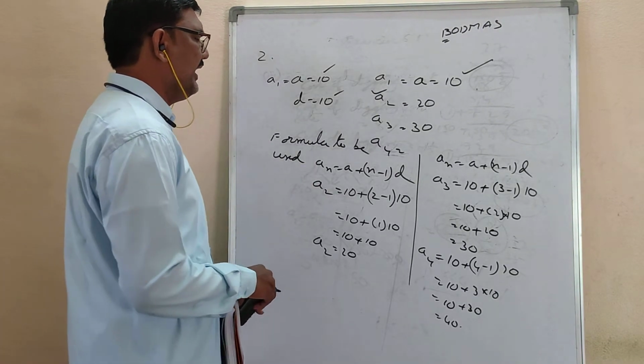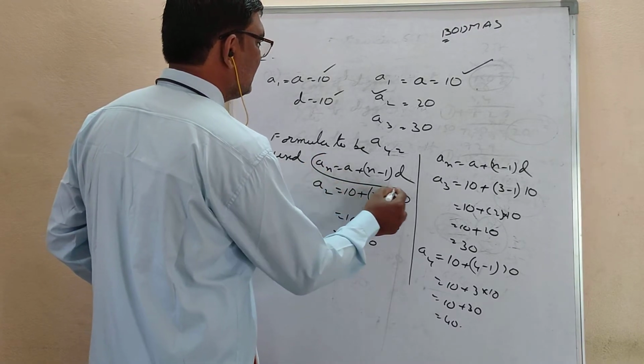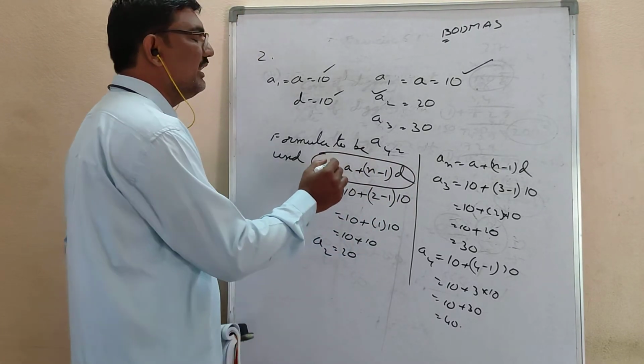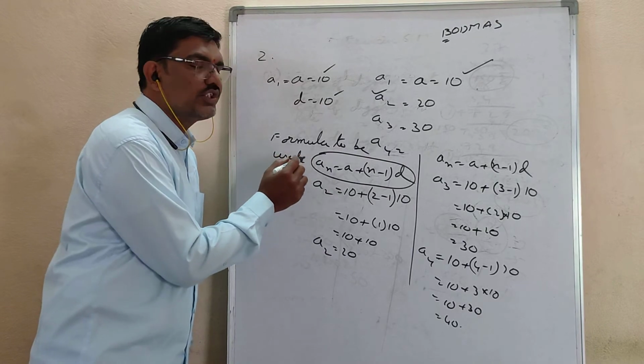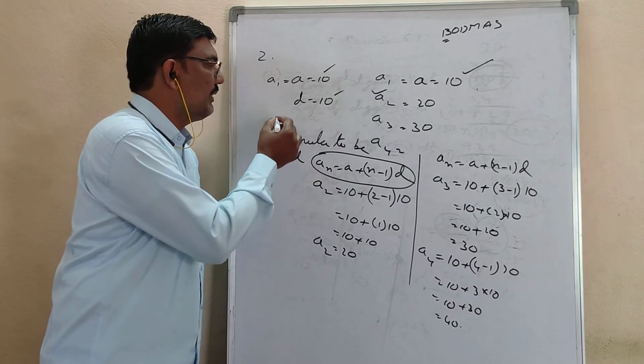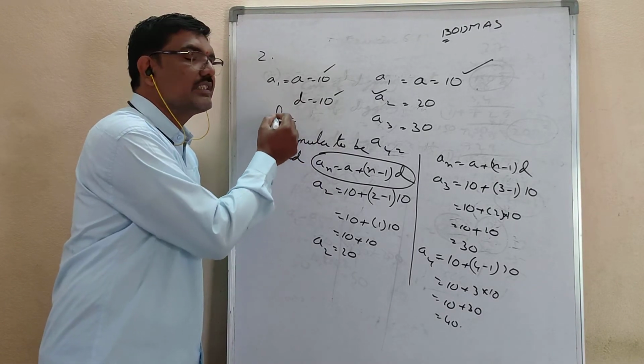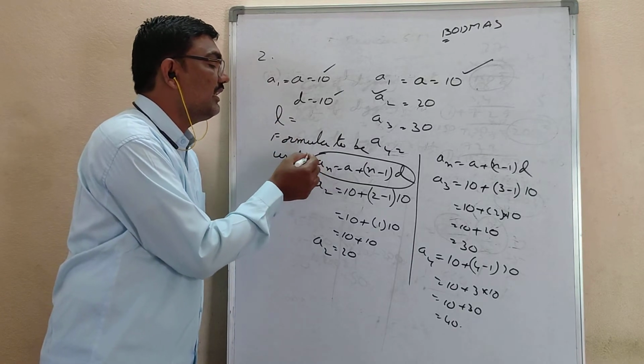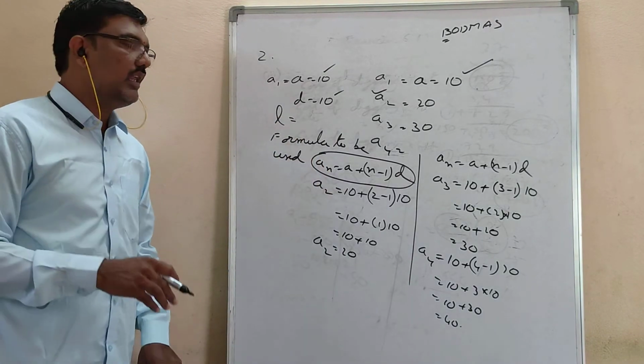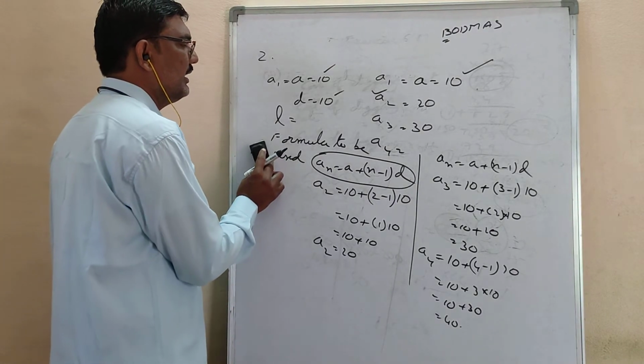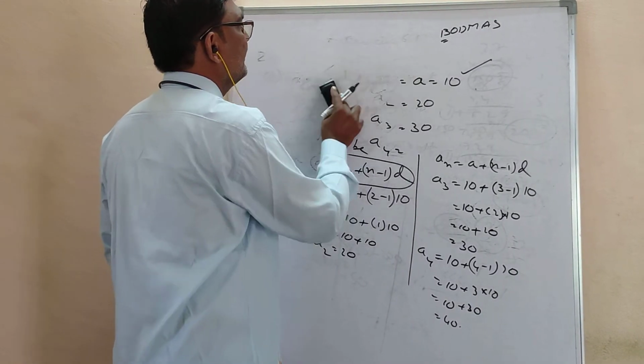First of all, the main important formula is for the last term or nth term of an arithmetic progression. Sometimes they will ask for L. L stands for last term. An, the nth term, and the last term are the same. The formula is A plus n minus 1 into D.